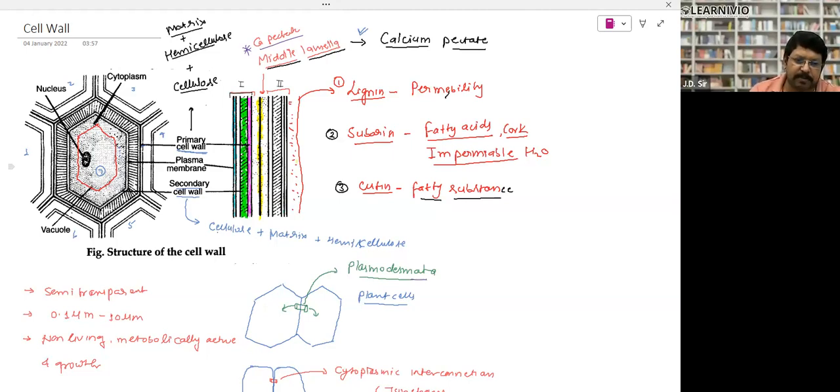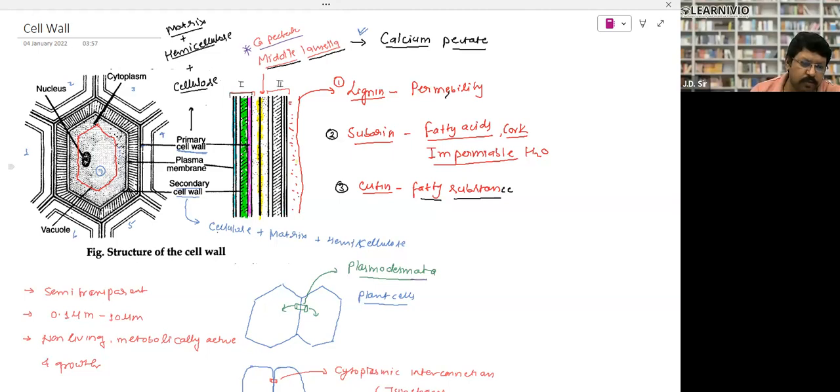Then there is a plasma membrane. After the plasma membrane, sometimes some material gets deposited inside the cells. This is the lignin, suberin, and cutin. When deposition of lignin, suberin, and cutin takes place, most of the time the cell dies, right? So normally lignin, suberin, and cutin do not deposit. Look.